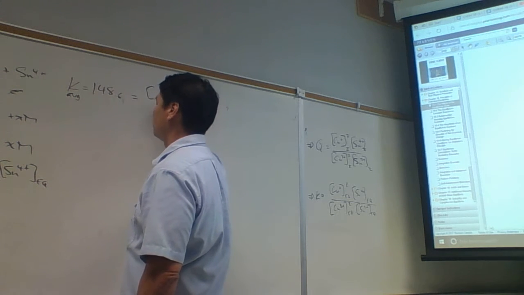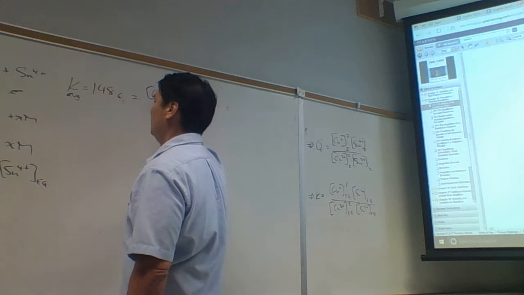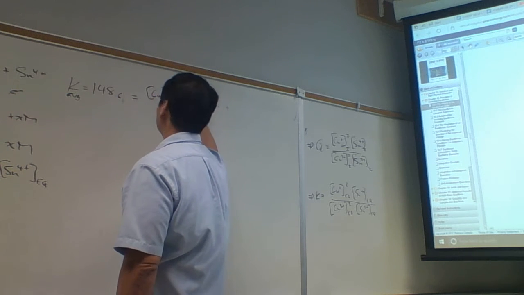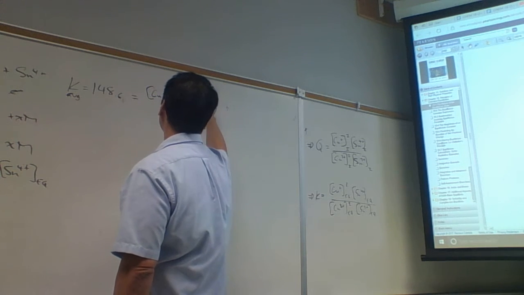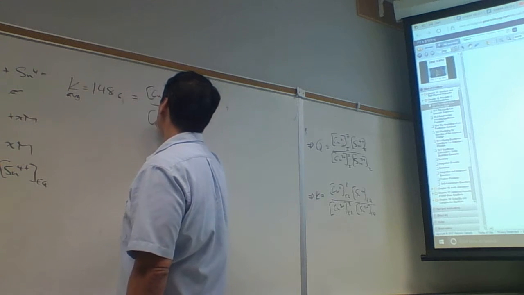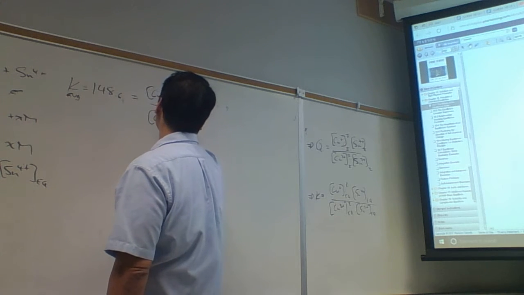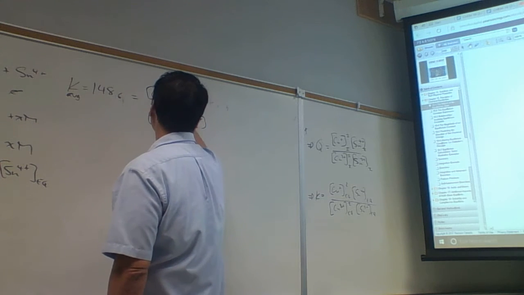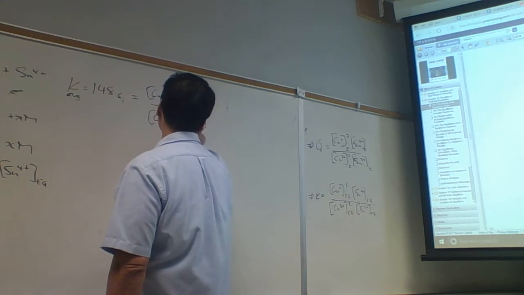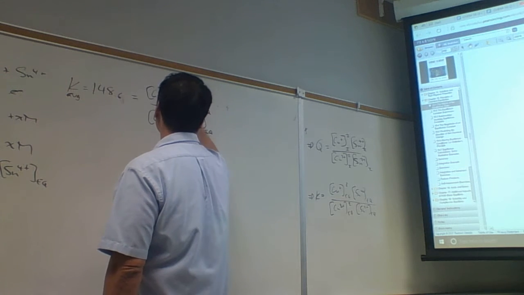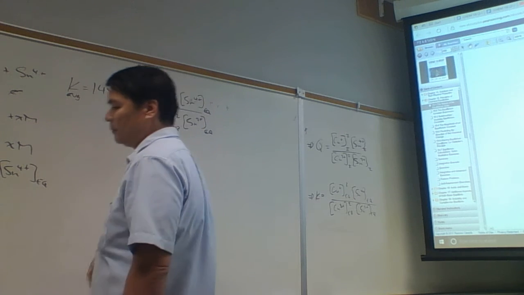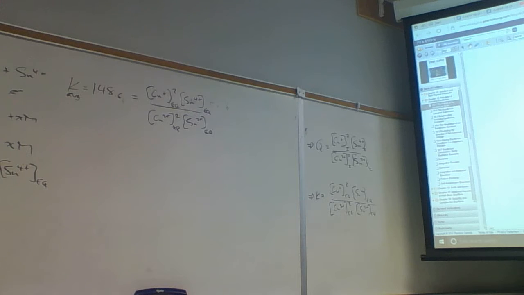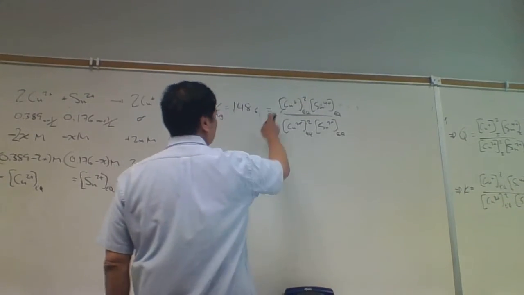So I'm just going to rewrite this one more time. It's going to be copper 1 plus squared times the tin 4 plus, divided by the copper 2 plus squared and the tin 2. And I'll just put E's for equilibrium, or I should probably call it EQ. EQ, equilibrium. Equilibrium means there's no more change. The things reach the equilibrium value. Well, I have many unknowns here.